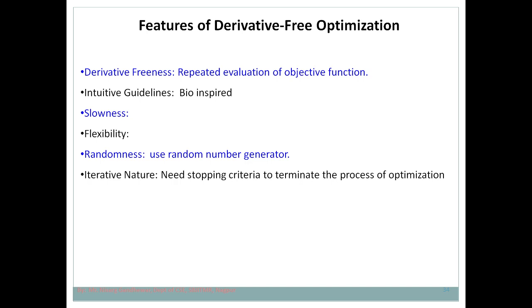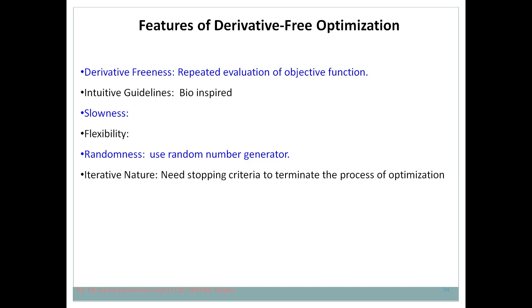Then it is slow, as we know that repetitive evaluation has to be done, so it is slow compared to derivative based optimization. It is flexible enough because a number of steps are available. Flexibility in terms of making changes, you can make a change as per your requirement. It is customizable, so derivative free optimization techniques are more flexible.